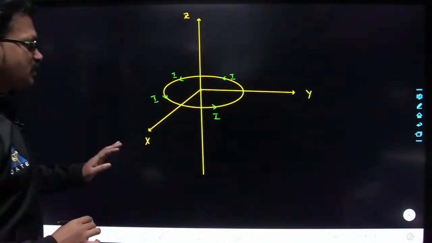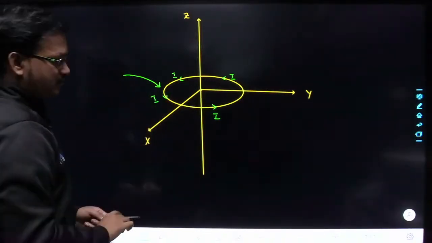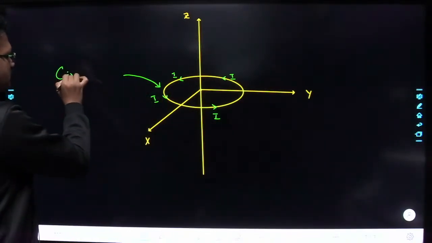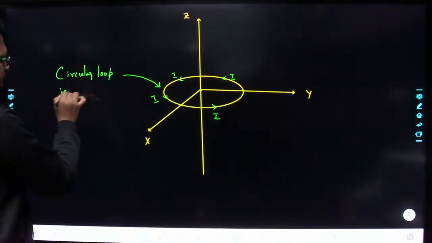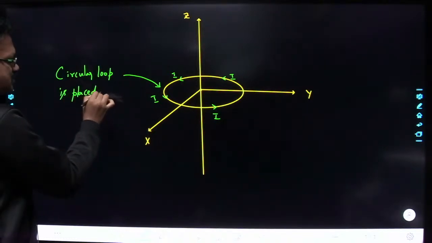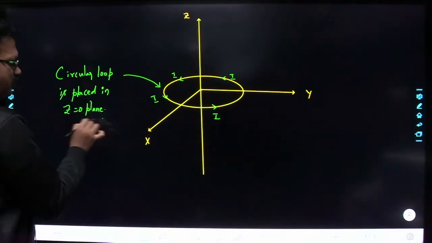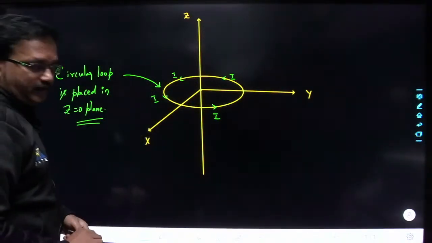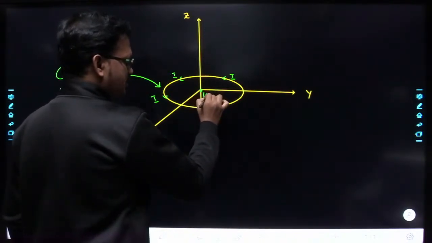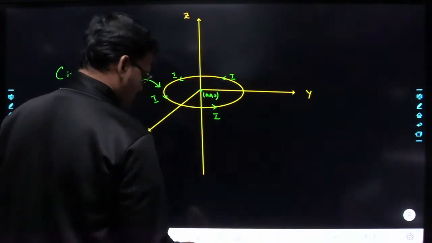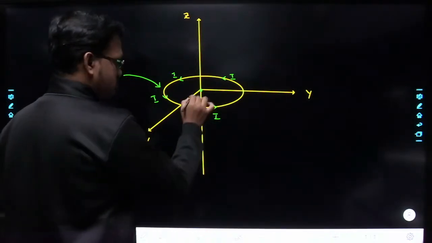This circular loop is placed in the xy plane. It is placed in the z is equal to 0 plane, so that means the xy plane. Its center is at the origin, which I will simply represent with O.